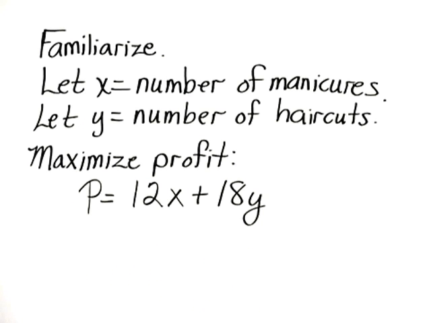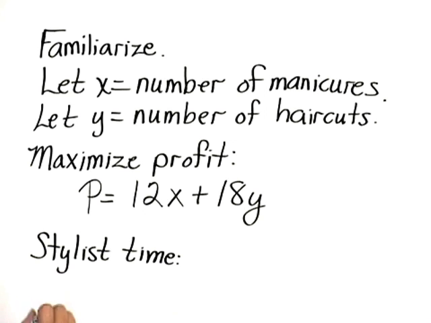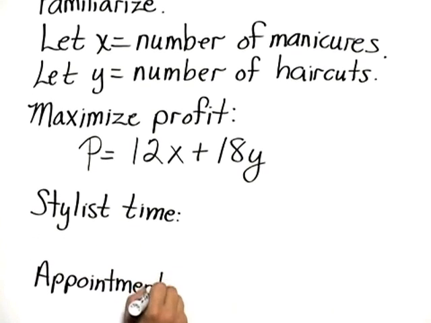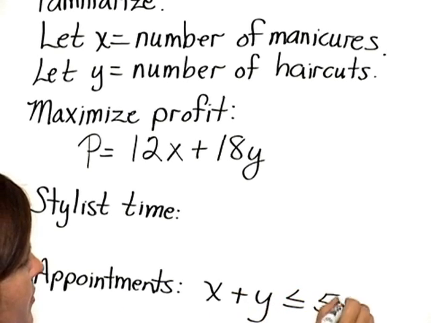For the last step in setting this up, we need to have the constraints. When you read the problem carefully, you ask yourself, what things are limited? Well, we can see 2 things that are limited. One is the stylist time. There's only so much time the stylist can work. And the other is the number of appointments. We're told that we only can have 50 appointments. So let's do the appointments first. We have a total of 50 appointments, so the number of manicures plus the number of haircuts has to be less than or equal to 50.